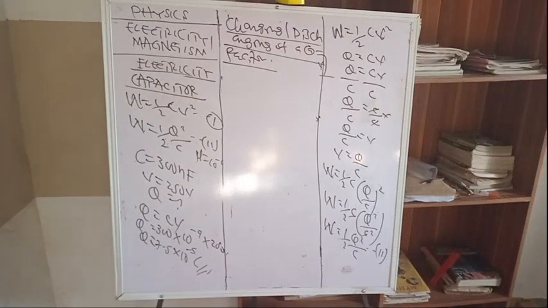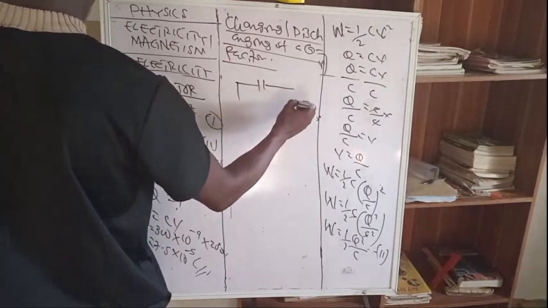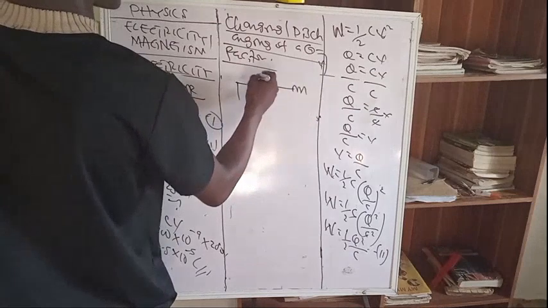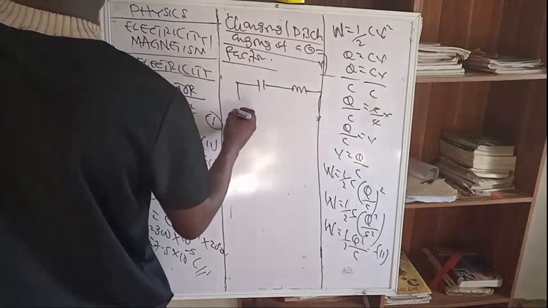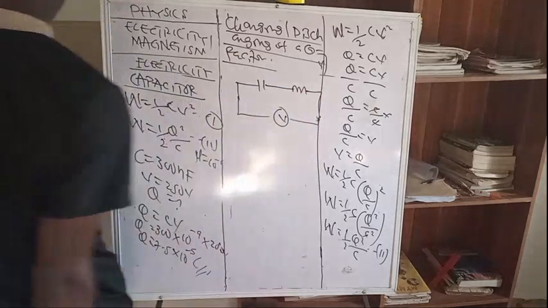For the charging of a capacitor, what you are going to do is connect your capacitor to a source that supplies voltage. That's what you do if you want to charge your capacitor. Connect your capacitor to a source that supplies what? Voltage. So you have a diagram like this: you have your resistance, your capacitor here, and you connect a source of voltage to it.